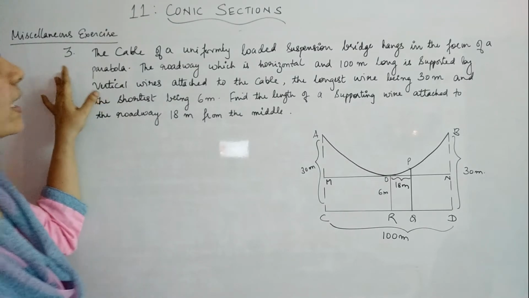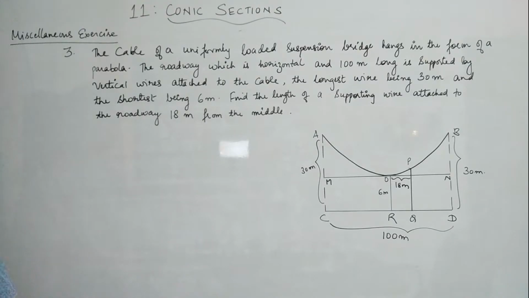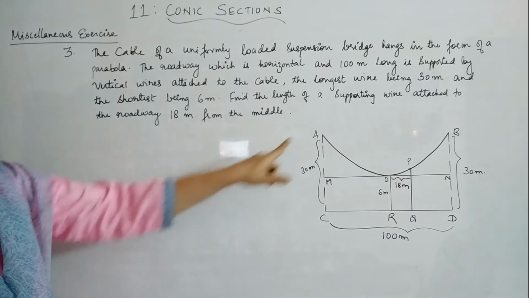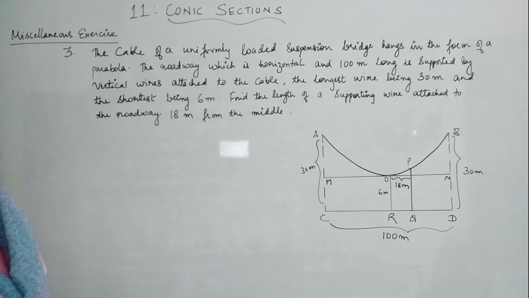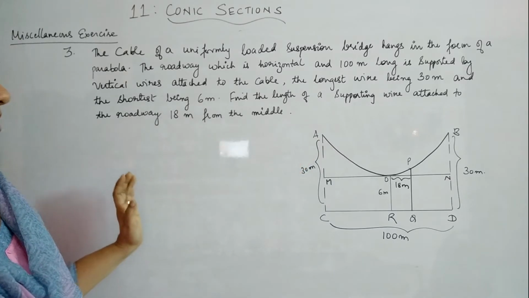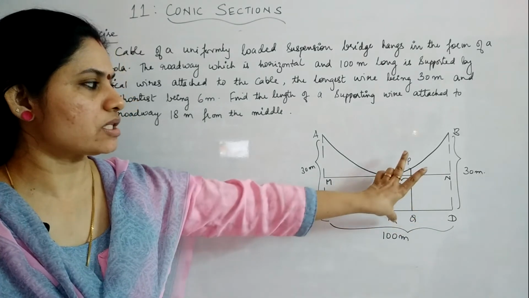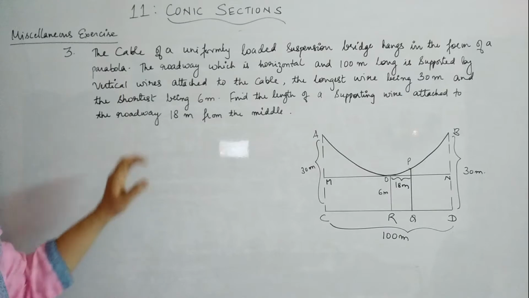Question number 3 is, the cable of a uniformly loaded suspension bridge hangs in the form of a parabola. The roadway, which is horizontal and 100 meter long, is supported by vertical wires attached to the cable. The longest wire being 30 meter and the shortest being 6 meter. So the shortest will be at the middle and the longest will be at the ends of the cable wire. And you have to find out the length of the supporting wire attached to the roadway 18 meter from the middle.